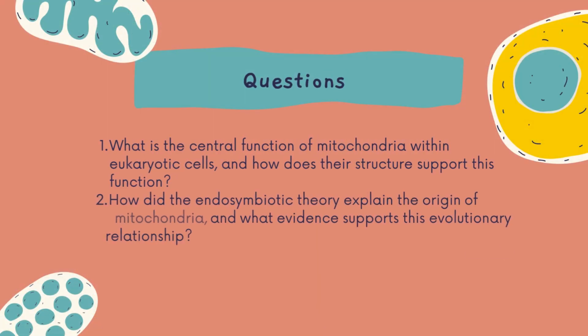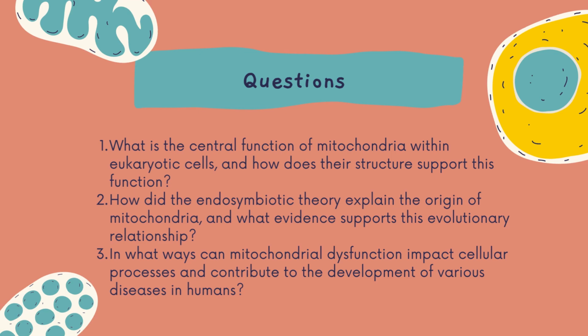Here are some research questions related to the topic. Number 1. What is the central function of mitochondria within eukaryotic cells? And how does their structure support this function? Number 2. How does the endosymbiotic theory explain the origin of mitochondria? And what evidence supports this evolutionary relationship? Number 3. In what ways can mitochondrial dysfunction impact cellular processes and contribute to the development of various diseases in humans?